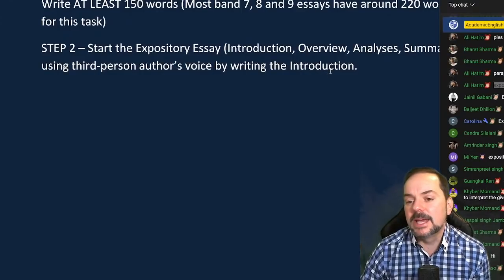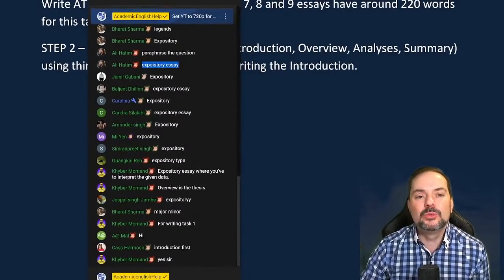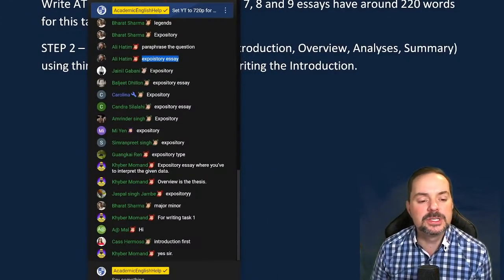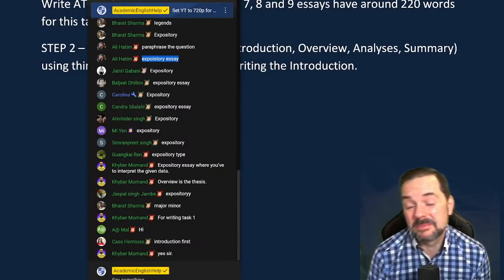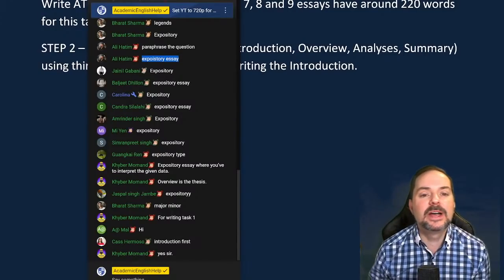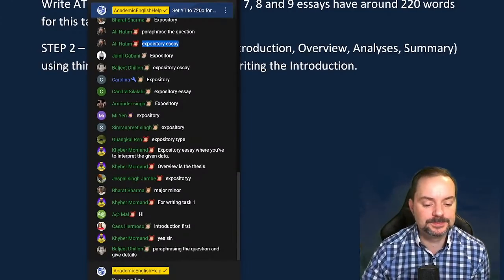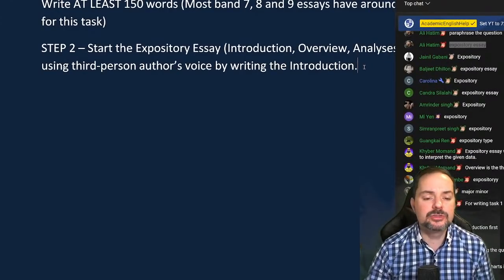Yeah, and you're right, Cass, it is the introduction first. Now, you will kind of realize in university and in professional writing that the overview and the introduction should not really be separate paragraphs, but IELTS likes to see them separately. So to satisfy IELTS, make it separate. Okay. And Baljit says, yeah, the introduction.